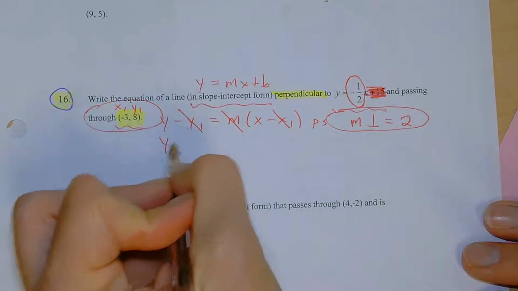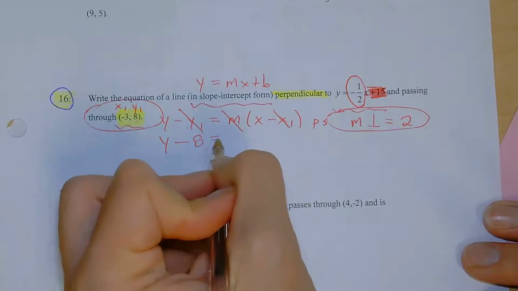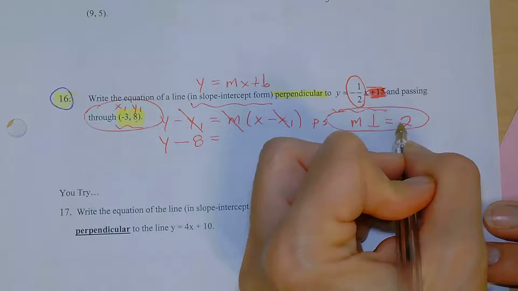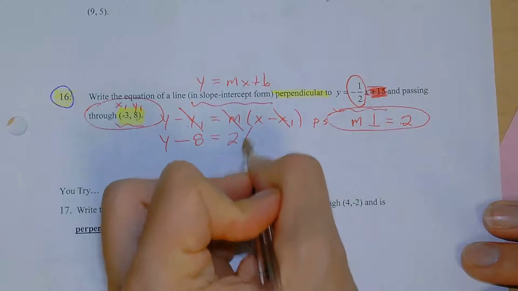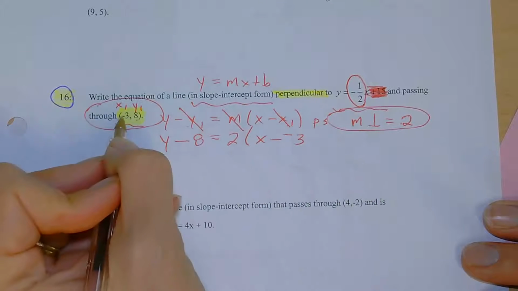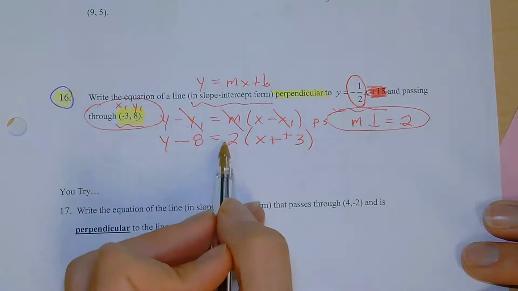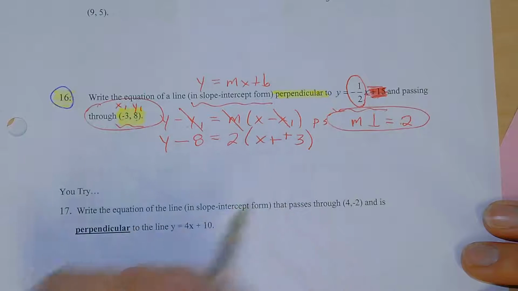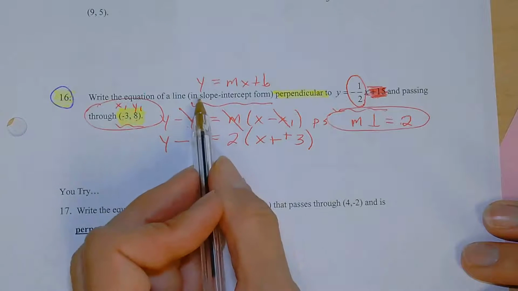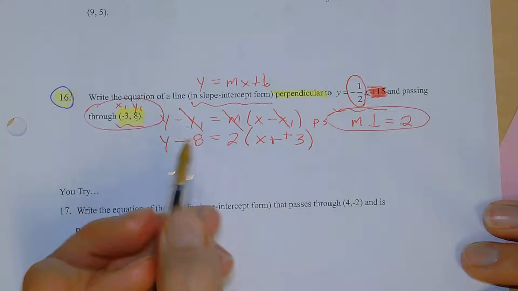Okay, so y minus 8, because that was the y1, equals my new perpendicular slope, which is 2, parentheses, x minus -3. Oh yeah, it changes signs. That turns to a plus 3. Now I have my perpendicular slope and the point that it goes through. Now it told me it wanted slope-intercept, so I have to keep going. This is point-slope, and now I'm going to slope-intercept.